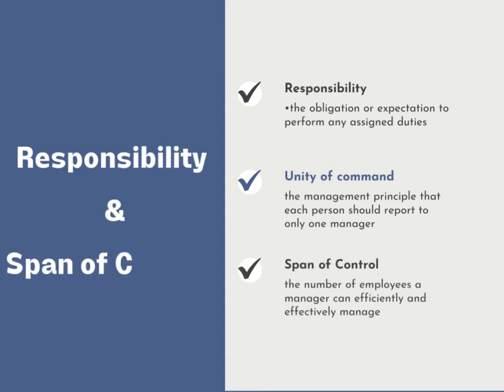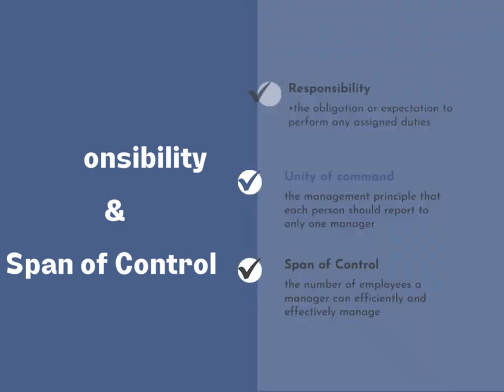All right, responsibility. That's the obligation or expectations to perform any assigned duties. So a busser is responsible for cleaning the tables. A busser is responsible for maybe the cleanliness of the bathrooms or sweeping the floor or just whatever responsibilities that they have. Unity of command, that's the management principle again, that each person should report to only one manager. And span of control is the number of employees a manager can effectively and efficiently manage.